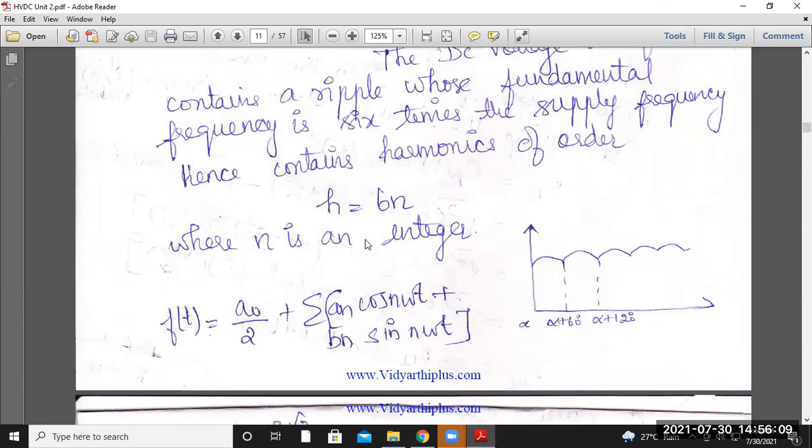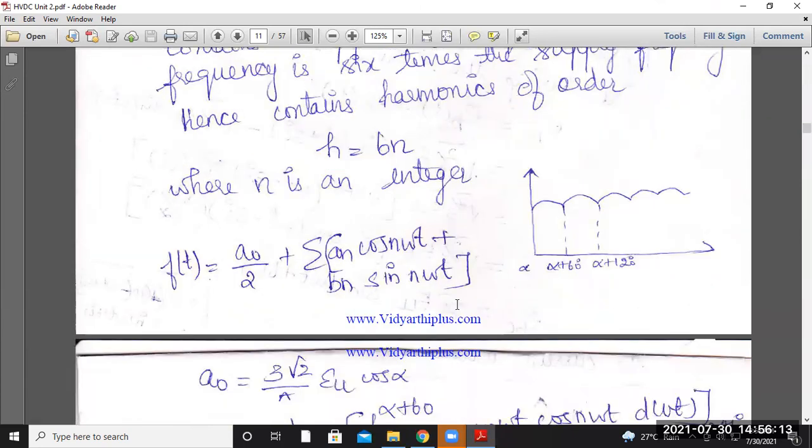Now find the function of t in terms of a sinusoidal function. The first one was at 0 degree, then proceed with firing angle at 60 degree, then 120. Accordingly, you will get the different types of harmonics at the particular instant.